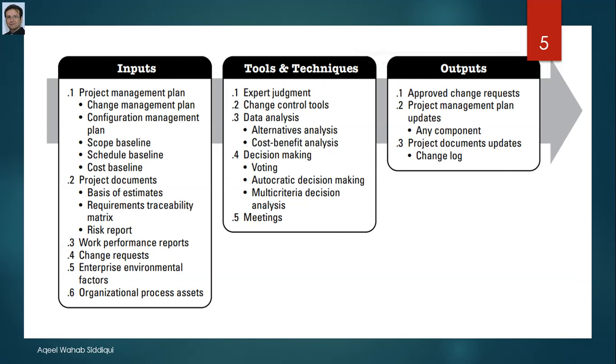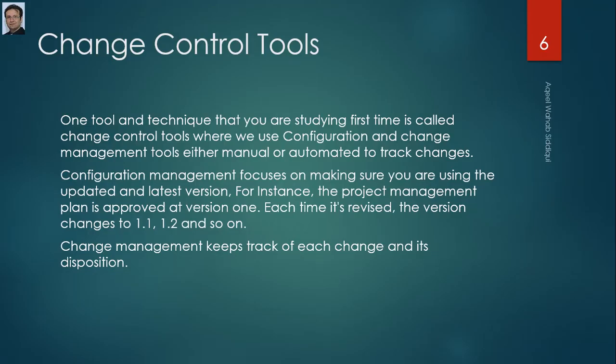So let's talk about the tools and techniques. One tool and technique that you are studying for the first time is called change control tools, where we use configuration and change management tools, either manual or automated, to track changes. Configuration management focuses on making sure you are using the updated and latest version. For instance, the project management plan is approved at version 1. Each time it's revised, the version changes to 1.1, 1.2 and so on. Change management keeps track of each change and its disposition.